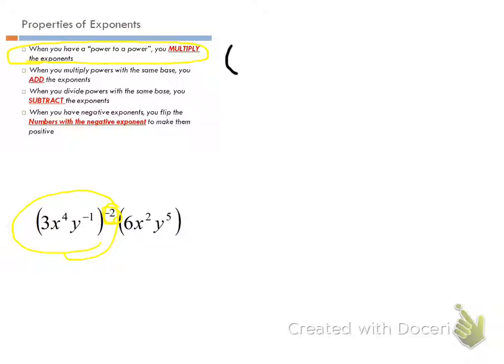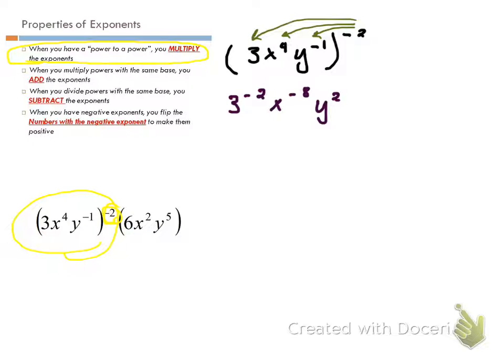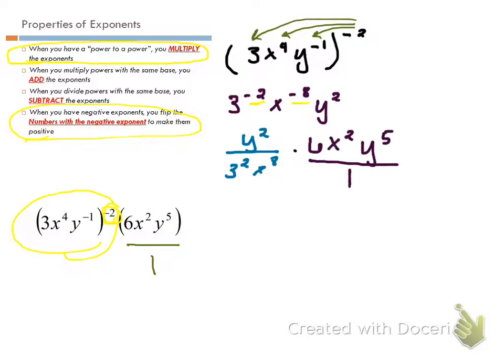Okay, so let's just take the first piece, and since we have a negative 2, we have a power to a power, so we have to multiply and distribute. So we have 3 to the negative 2, x to the negative 8, and y squared. Since we have negatives, we have to flip the negative exponents to make them positive. So then we get y squared divided by 3 squared times x to the 8th. Now let's add on the second part, that 6x squared, y to the 5th. And we're going to put that over 1, so we have 2 fractions to multiply.